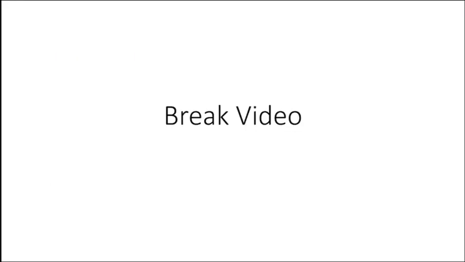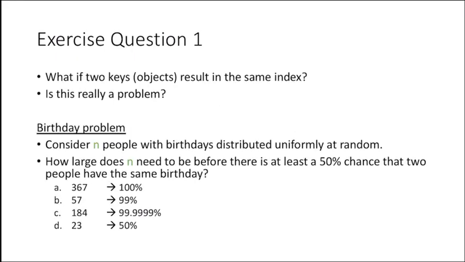And what might be surprising is that even at just 57 people, you have about a 99% chance of two people having the same birthday. And it only takes about 23 to have a 50% chance.